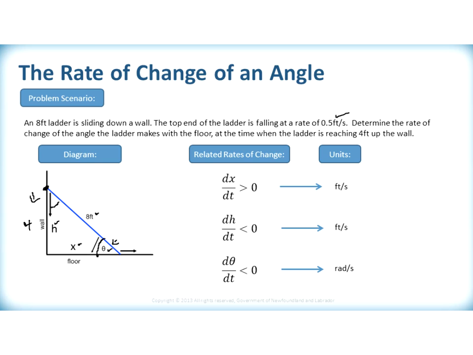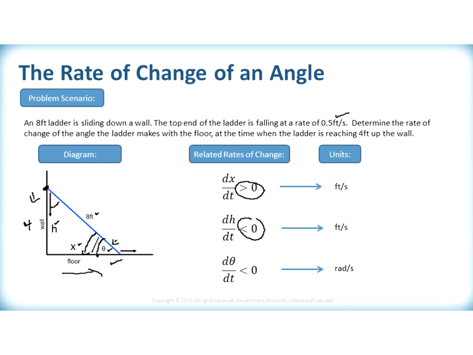Okay, so let's look at, as the ladder falls, what's going to be the sign of each of these rates of change? So h is shrinking, so dh over dt is going to be negative, and x is going to be growing as the ladder slides this way, so dx over dt is going to be a positive number. And then the theta that we're interested in, which is this one down the bottom, that's going to be a negative rate of change because as the ladder falls and this angle kind of gets squished this way a little bit. The other angle at the top would actually be increasing, but the one at the bottom is decreasing.